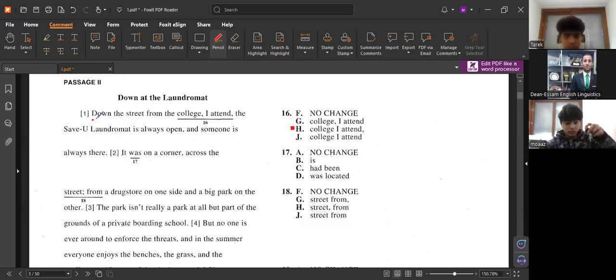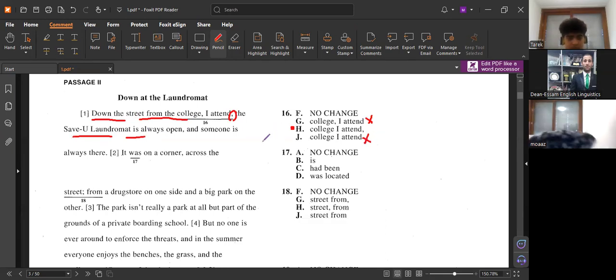As we agreed here, we have preposition phrases. Comma before you start your sentence. So this is comma. So that is right. This proves G is wrong and J is wrong. All right. So let's come on, number 17.